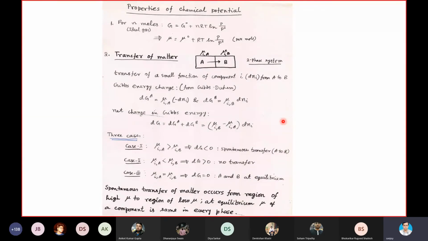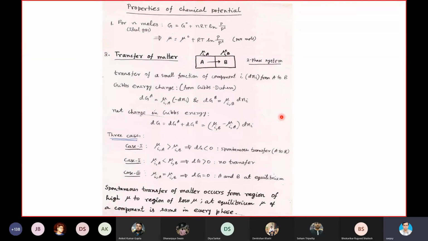Okay, that becomes non-spontaneous. And if the chemical potential of two phases, or the two sides, are the same, then there is no transfer at all, because the two phases are basically at equilibrium. So chemical potential, therefore, is a measure of equilibrium, and it is also a measure of the spontaneity, that is, the direction of the process. That is why it is very important.